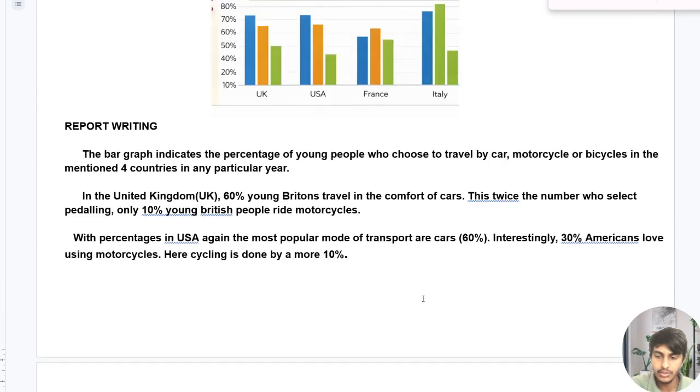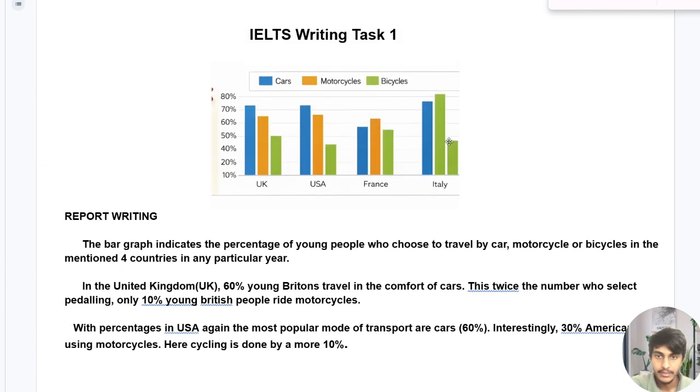Italy shows the strongest car dependency. More than 70% of people prefer cars. This is the highest figure in the entire graph. It is higher than the UK at 72 something and the USA at 73 something, and Italy is above 75%. So it is the highest in the entire graph.